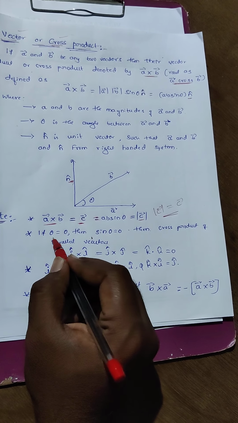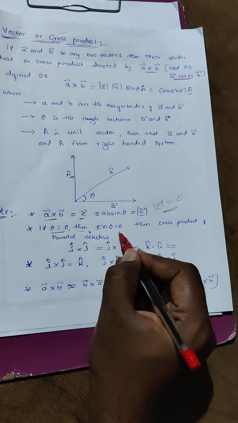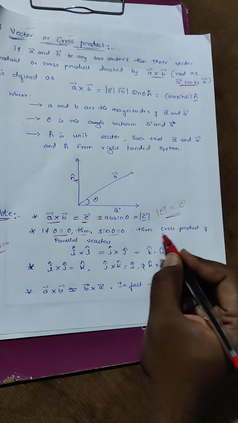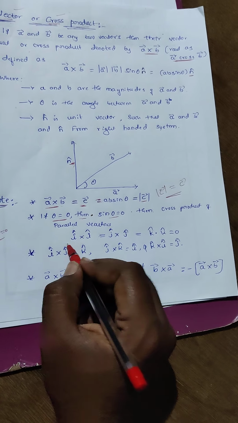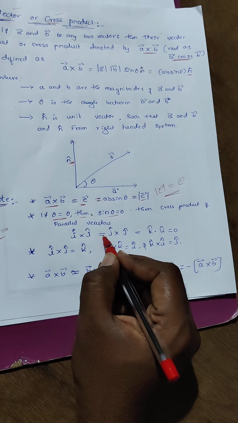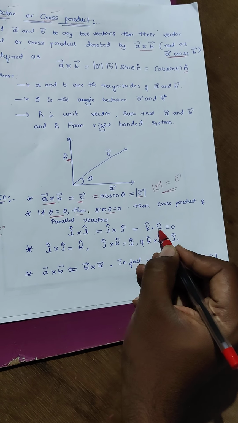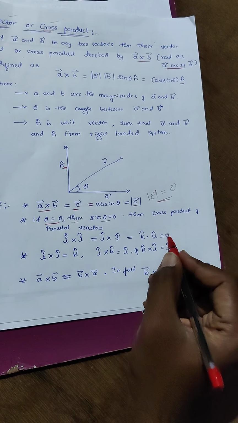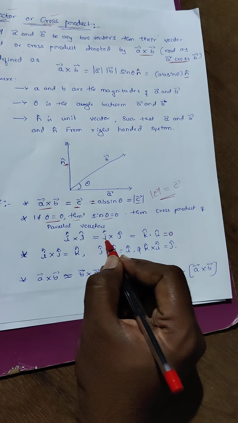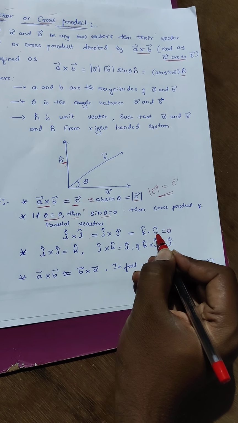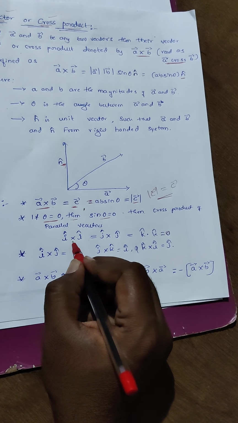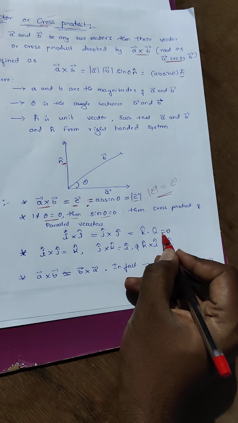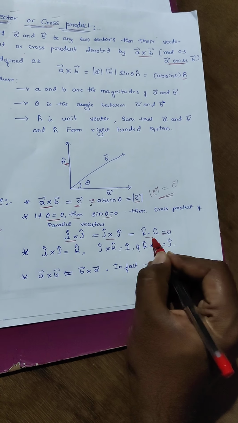Second note: if theta is equal to 0, then sin 0 is equal to 0. Then the cross product of parallel vectors is i cross i is equal to j cross j is equal to k cross k is equal to 0. In the scalar product we saw i dot i is equal to 1, j dot j is equal to 1, k dot k is equal to 1. But here in the cross product, i cross i is equal to 0, j cross j is equal to 0, k cross k is equal to 0. These three are equal to 0.